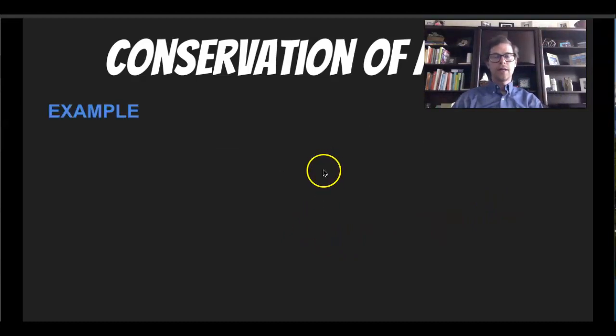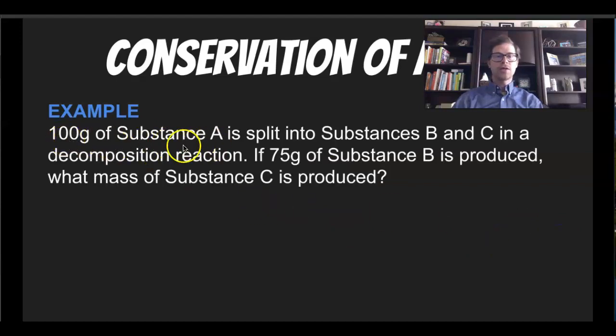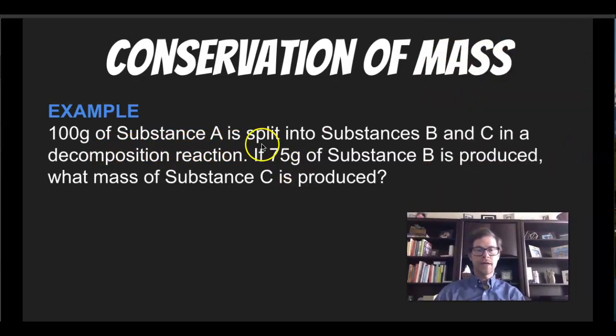Let me show you an example of what I'm talking about. Let's say that we have 100 grams of substance A, and there's a decomposition reaction, right? If you remember from our types of reactions, that means one substance is broken down into two or more substances. So substance A is split into substances B and C. It was a decomposition reaction. If 75 grams of substance B is produced, what's the mass of substance C that's produced?